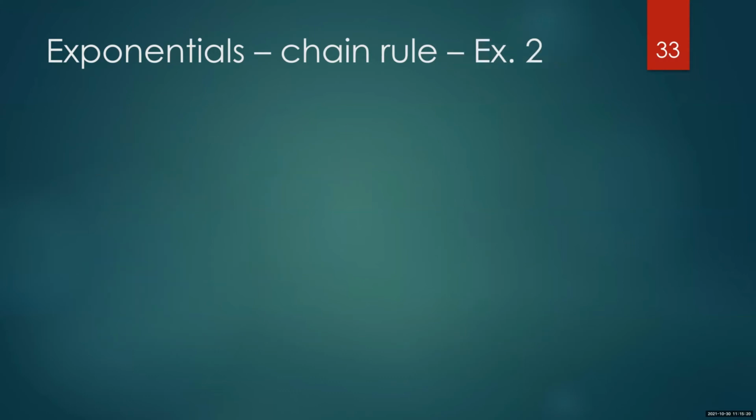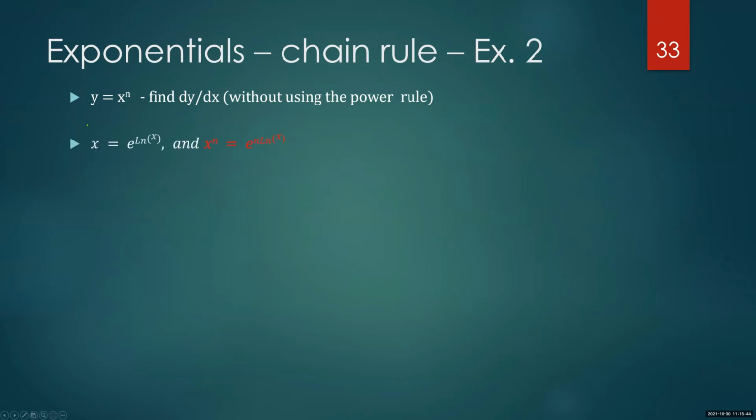Okay, so here's a second example. y is equal to x to the power of n. Find dy dx without using the power rule. And I'm including this example because it helps, first of all, to deal with differentiation of exponential functions, but it also helps to show just how consistent the rules of differentiation are. So x is equal to e to the power of the natural log of x, that's by definition. The natural log of x is the power to which e must be raised to give you x.